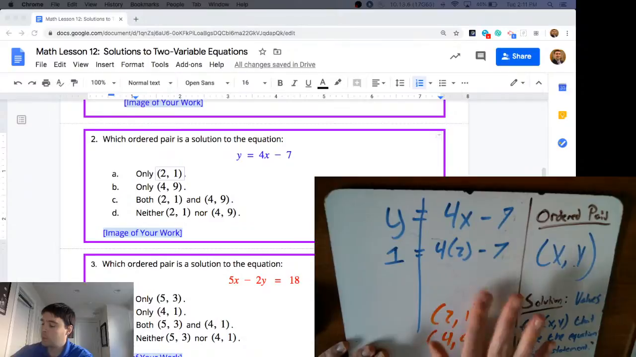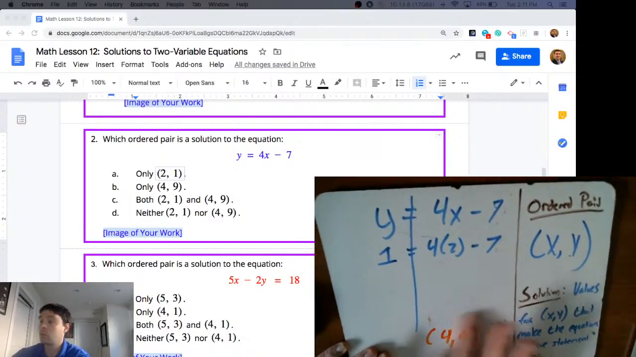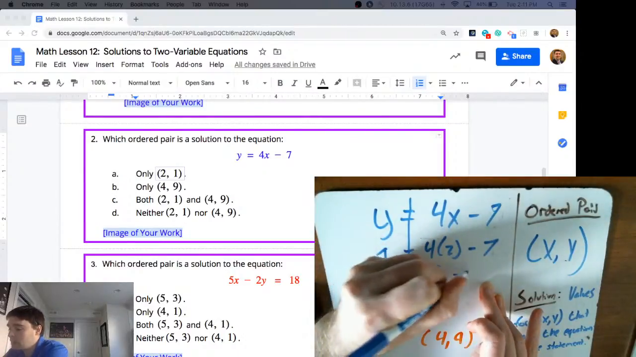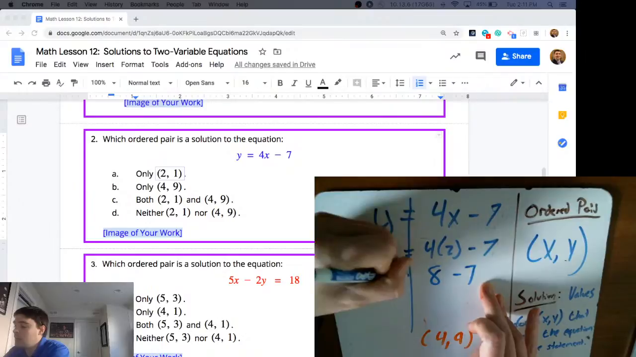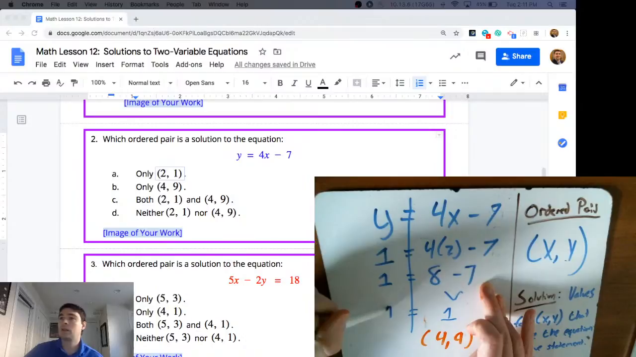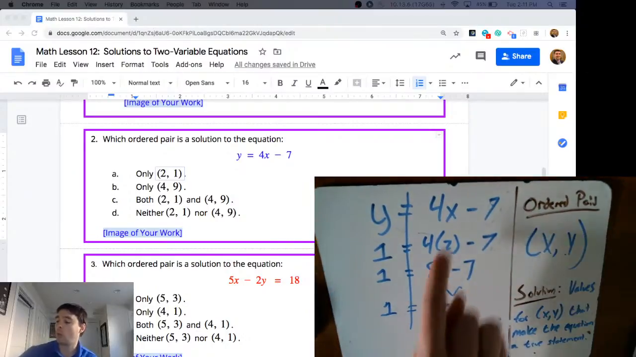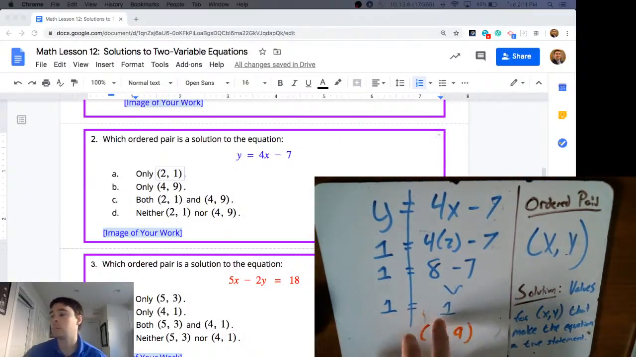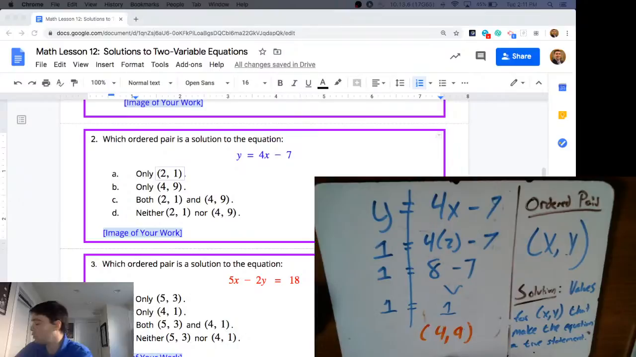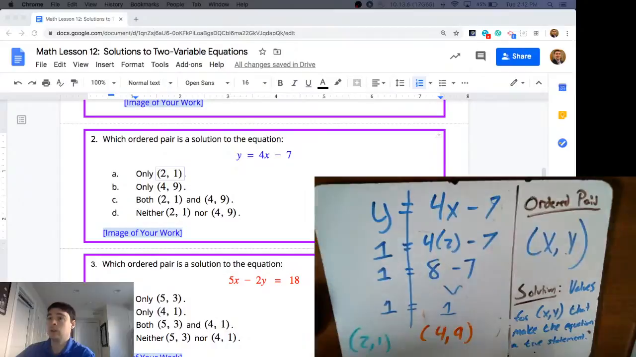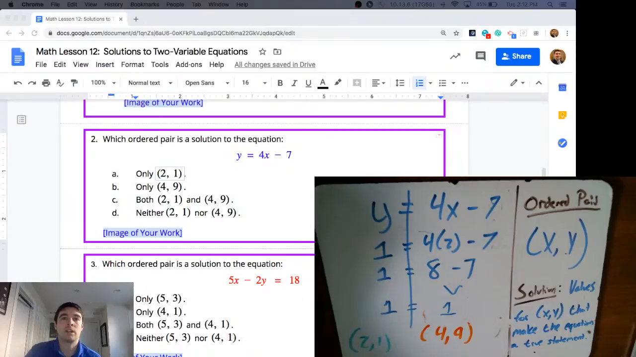So, now that I've plugged 2 and 1 into the equation, I'm going to run through and see if it works. 4 times 2 gives us 8. So the right side of this equation becomes 8 minus 7. And 8 minus 7 simplifies to give us 1. So when I plugged in a 2 for x and a 1 for y, the equation boiled down to say 1 equals 1, something that's a true statement. So based on that, I know that 2 and 1 is a possible solution to this equation. But I also need to consider, could 4 and 9 work in this equation?